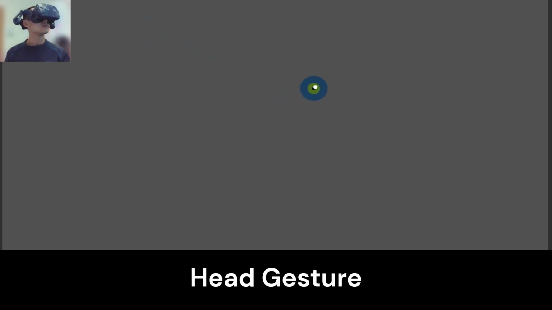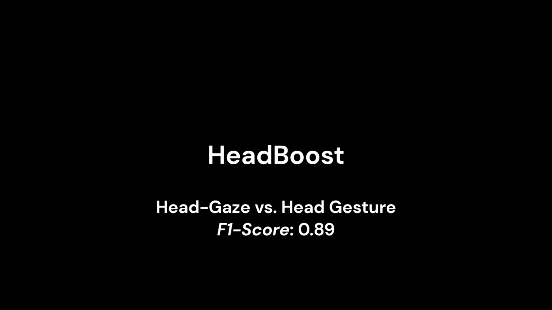To facilitate their treatment as distinct modes of input, we collected data through a controlled experiment and developed a classifier with an F1 score of 0.89. We call it HeadBoost. In the following demo, we show how it is feasible and relevant to human-computer interaction with 3 applications.